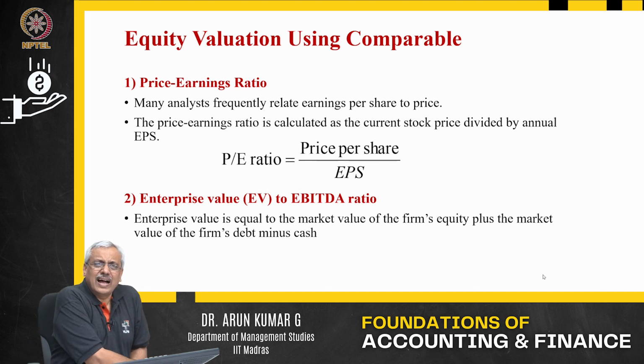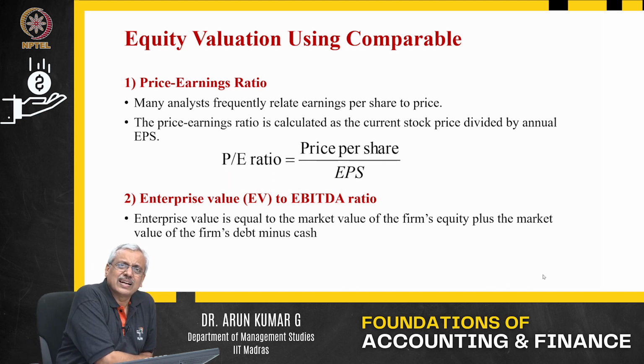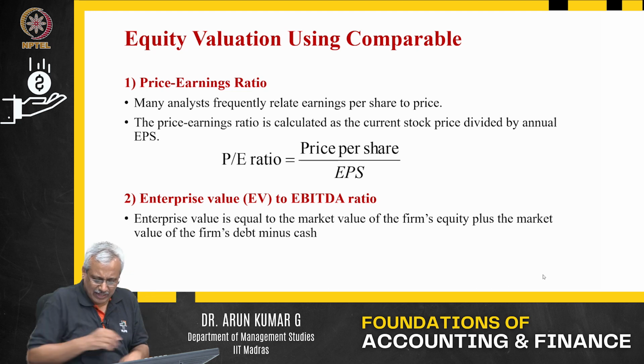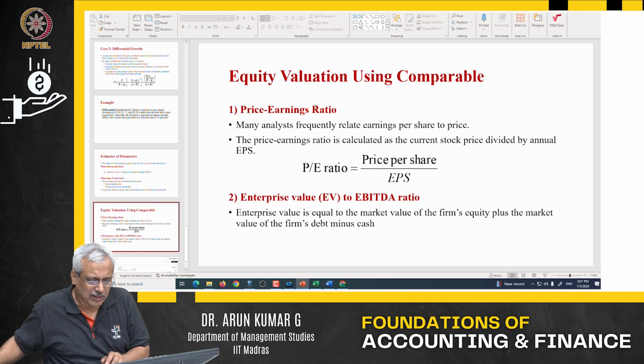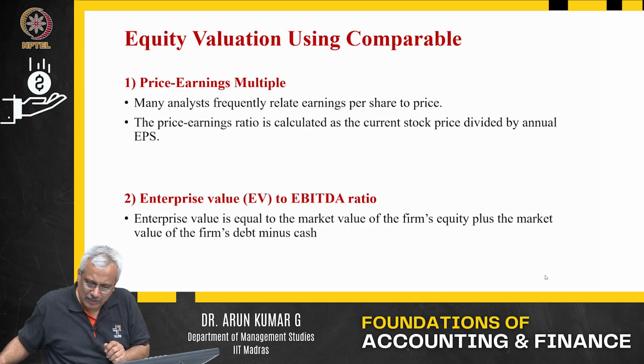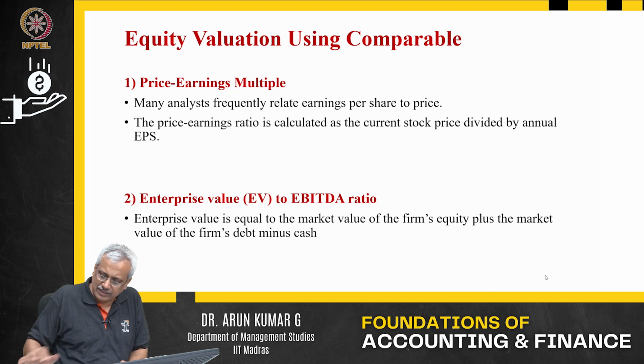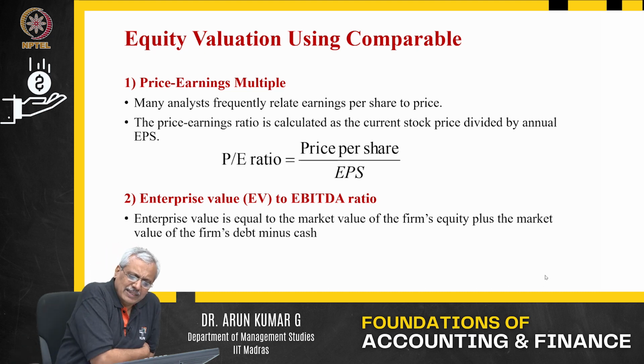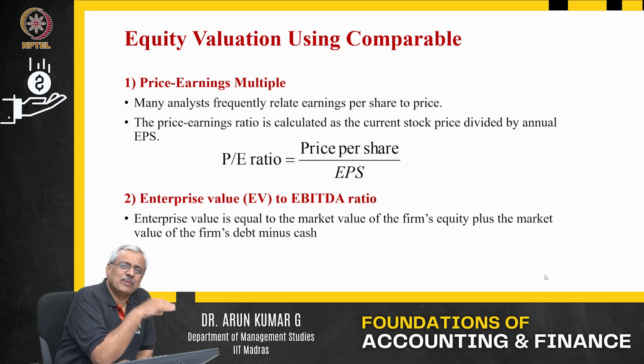Now let us look at other equity valuations that we use. We use the PE multiple. I won't even call it PE ratio here; I'm going to correct it and call it the PE multiple, the price earning multiple. The price earning multiple is nothing but price per share divided by EPS. That means your company has earned X dollars or X rupees.